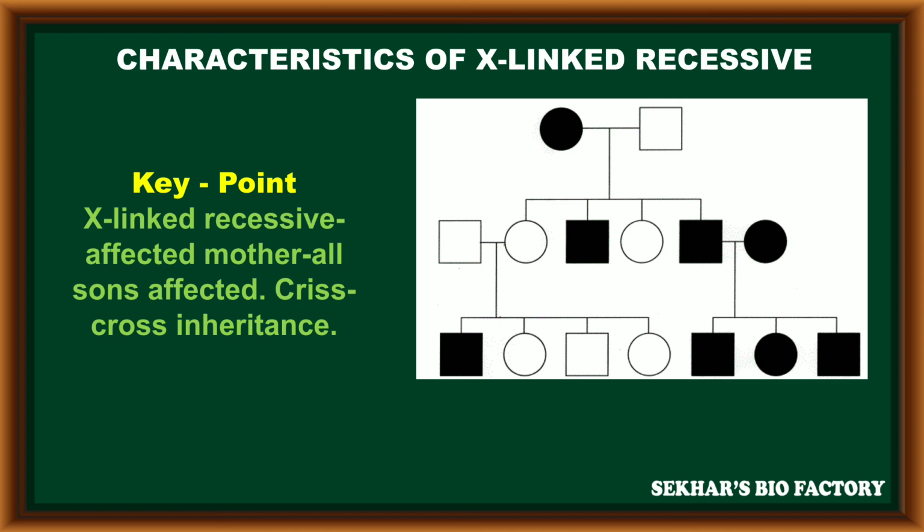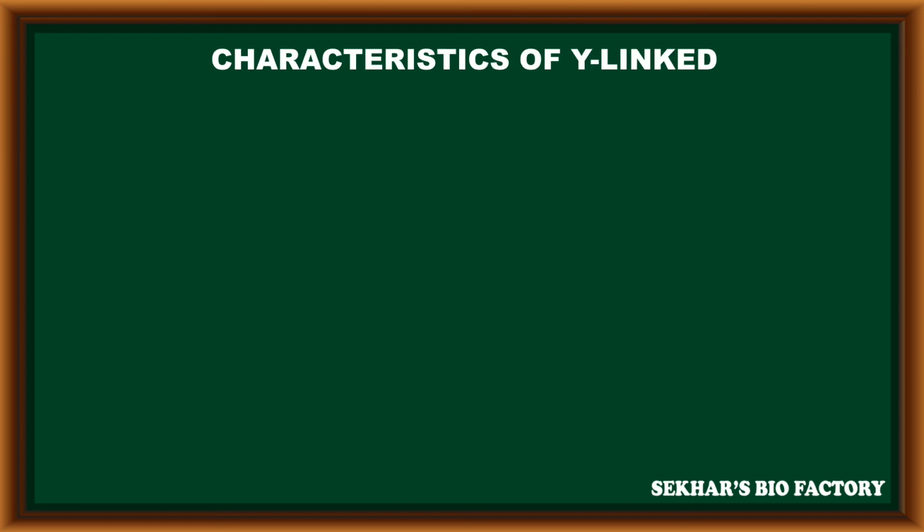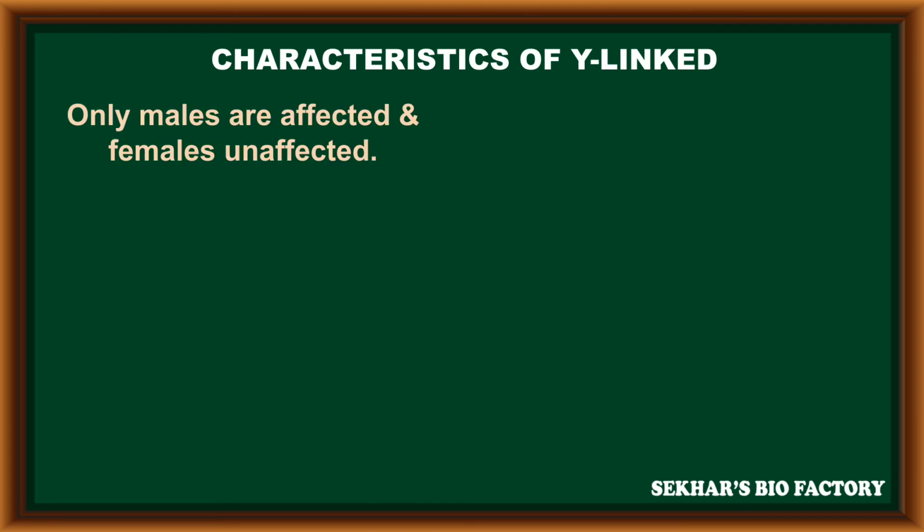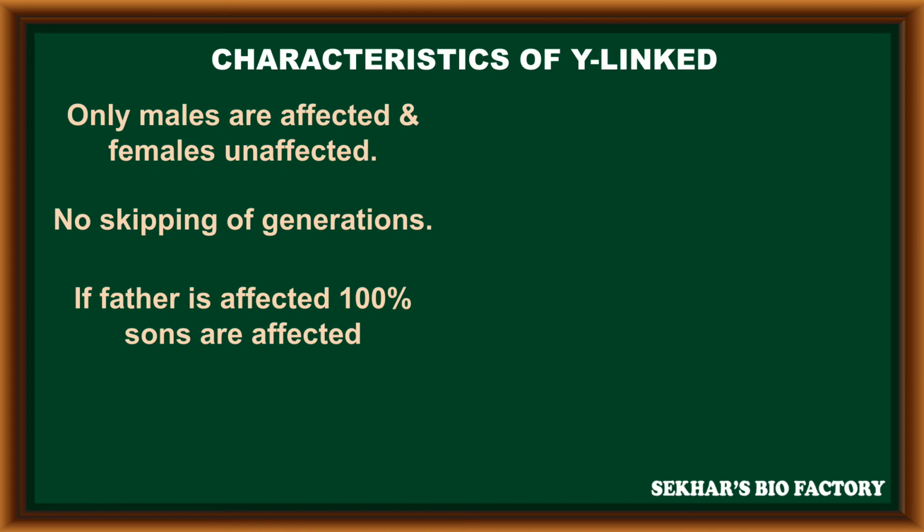And criss-cross inheritance. Along with that, another important pedigree chart is for Y-linked disorders. In Y-linked disorder, only males are affected and females are unaffected. So that confirms that it is Y-linked, and there is no skipping of generations. And if a father is affected, 100% of all sons are affected.